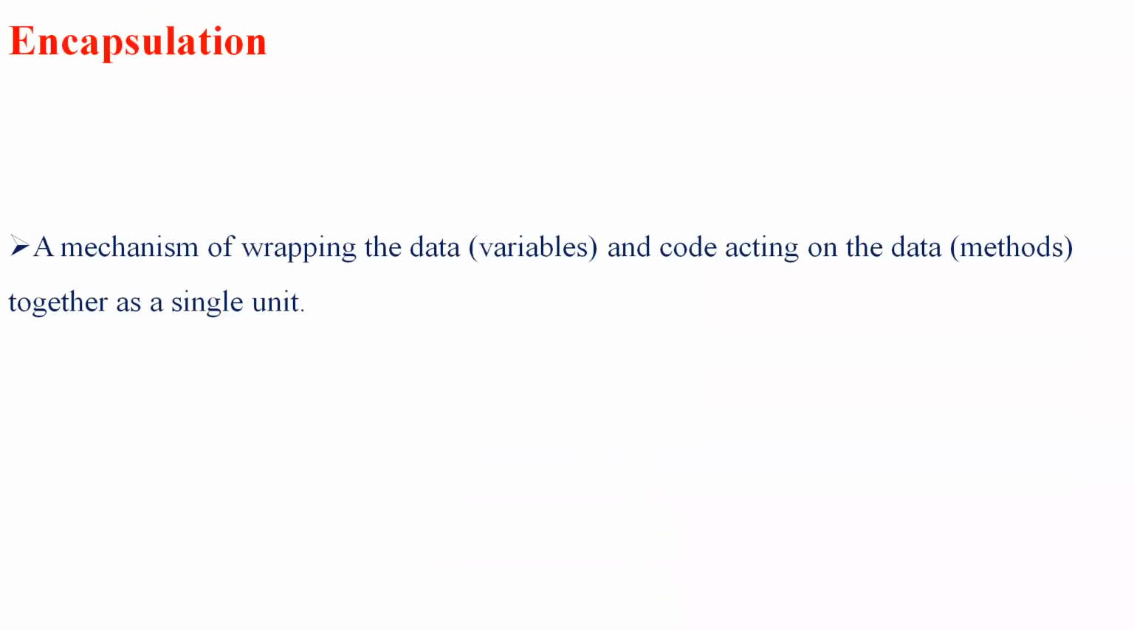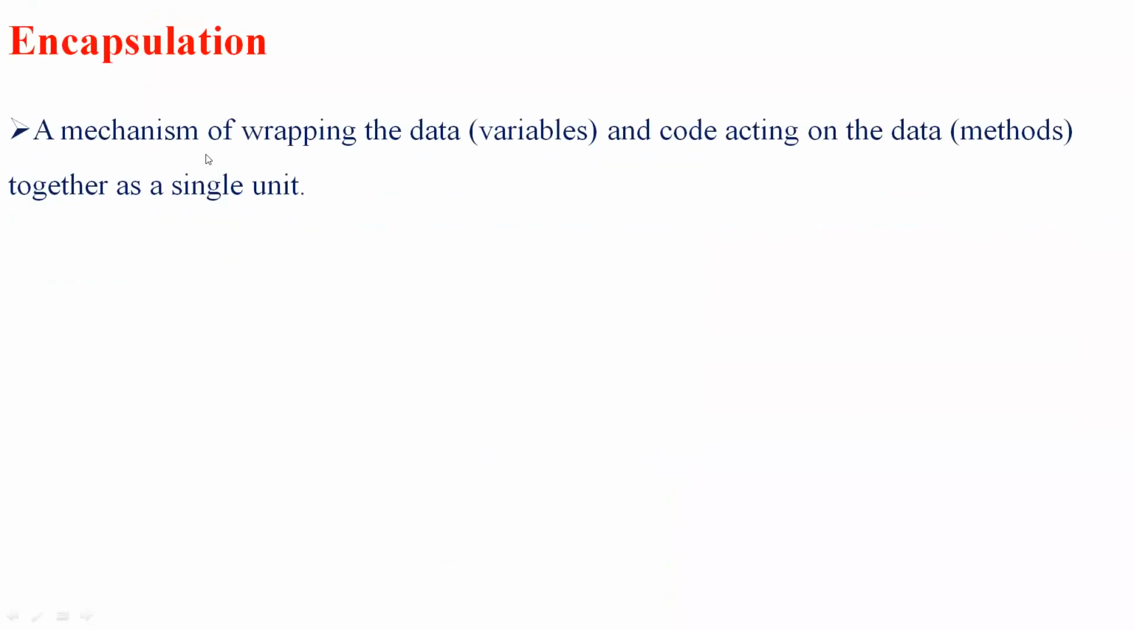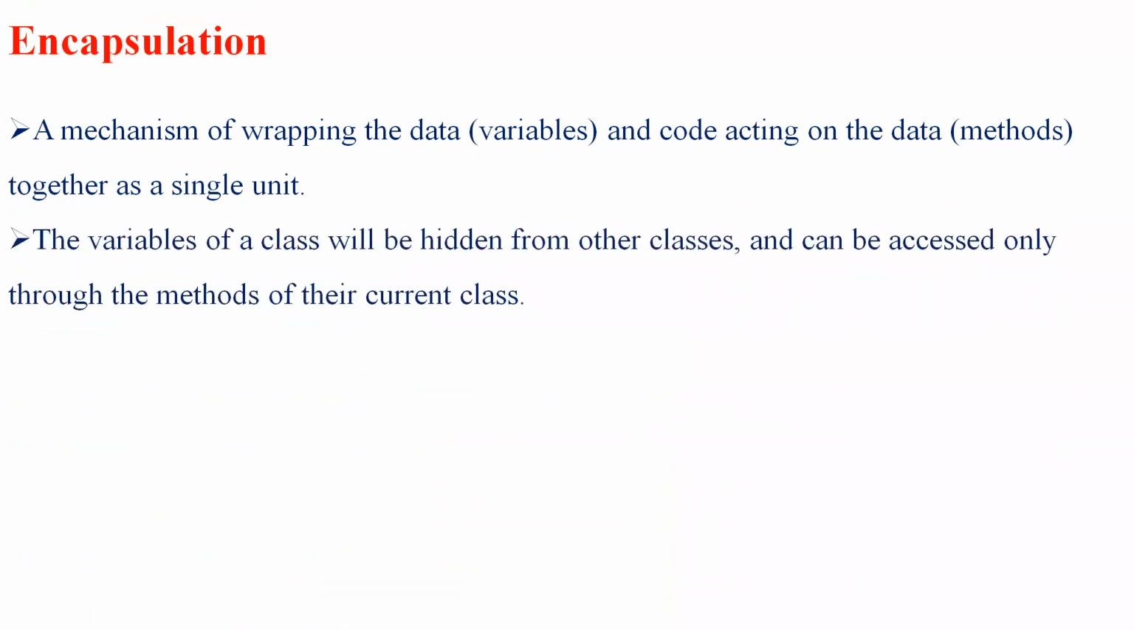So next we have encapsulation. This is the second pillar of object-oriented programming. Encapsulation is the process of wrapping the data, also called variables, and the code that acts on them, the methods, together as a single unit. So the variables of a class will be hidden from other classes and can be accessed only through the methods of the current class.